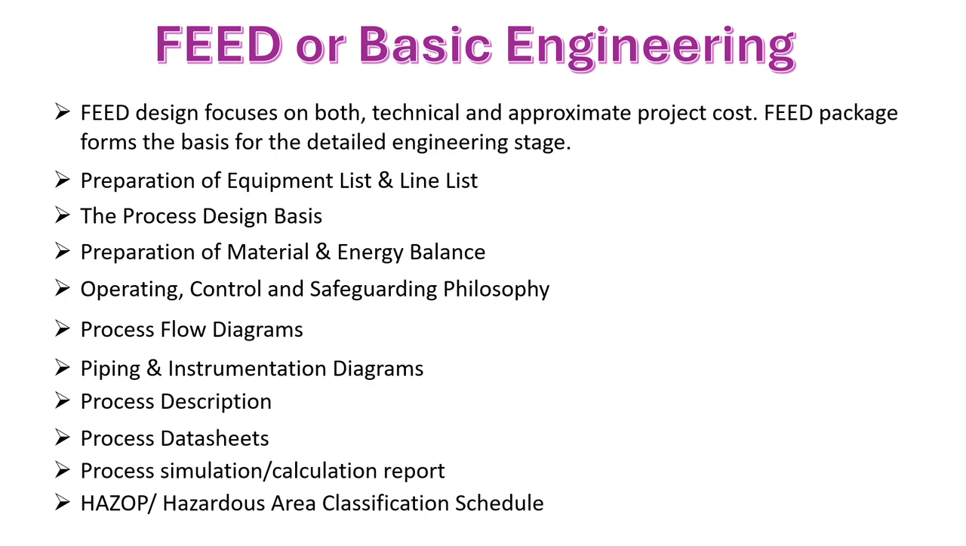Then the hazardous area classification schedule, whether that area comes under a zone, which zone, or which type of emission is there. From a hazard point of view, we have to identify the hazardous area, emission, its venting, and whether a flame arrestor is required or not. All things need to be checked during this phase.